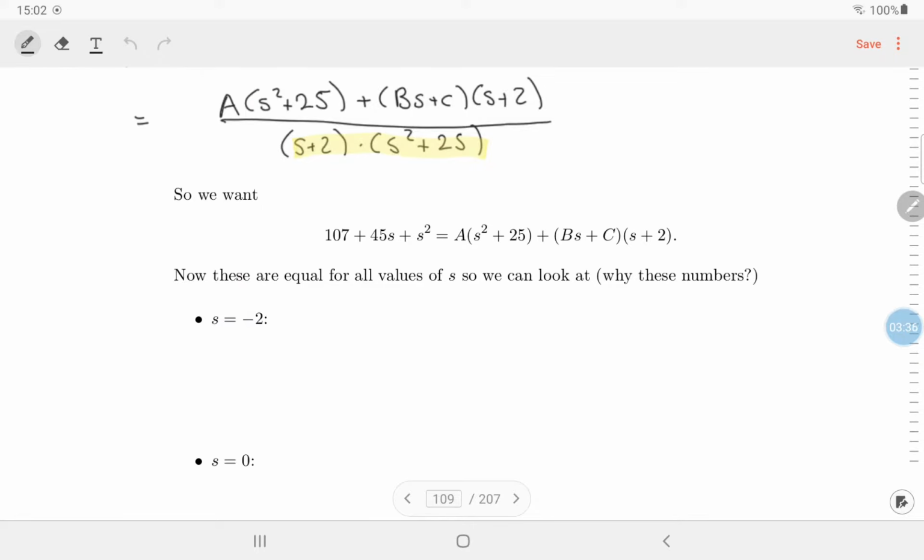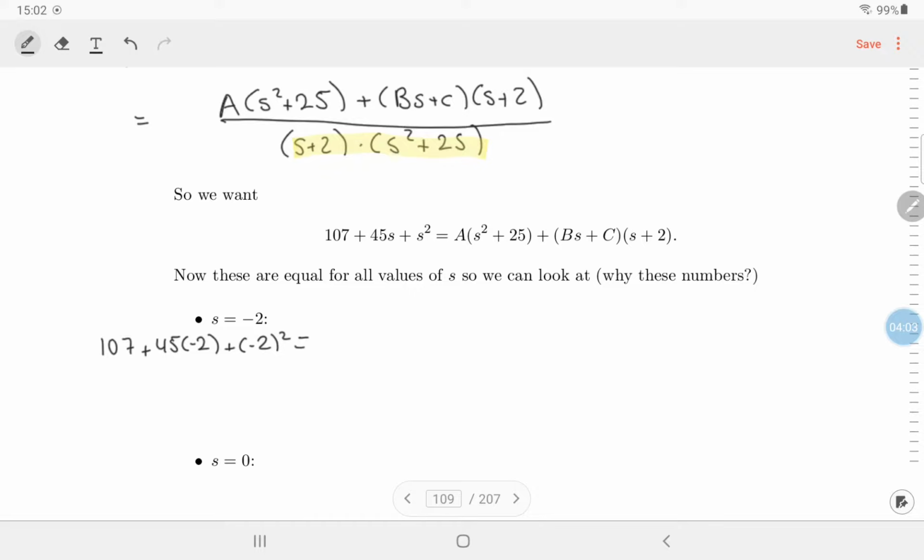So the first one is minus 2. Well, minus 2 is chosen because it'll make this equal to 0. Okay, so if I put in s equal to minus 2 into both sides, I get 107 plus 45 times minus 2 plus minus 2 squared is equal to, and where's my calculator?